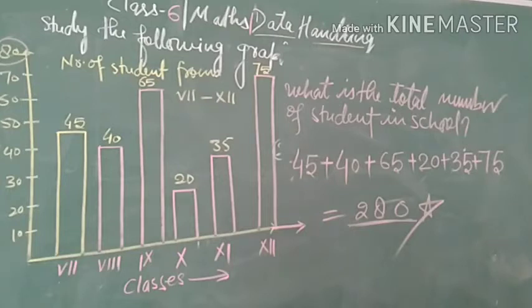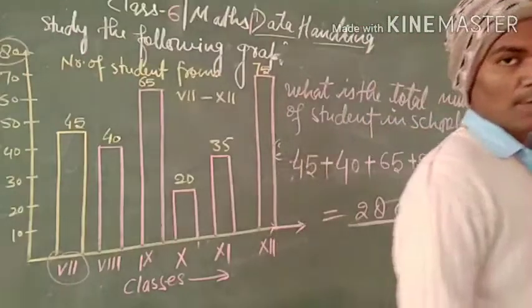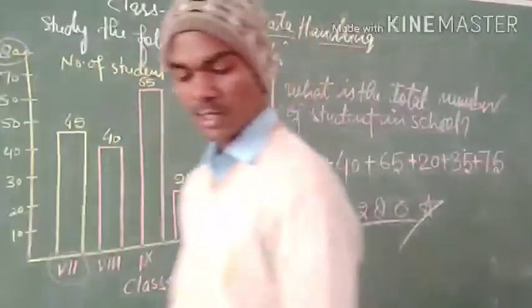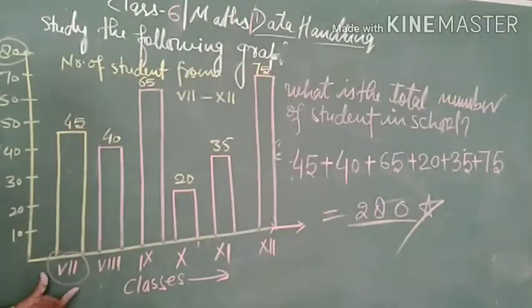The next question is, which is the lowest class in the school? Here, just seeing this, we can justify class 7 is the lowest. Class 7 is the lowest class in the school. So our answer will be, class 7 is the lowest class in the school.